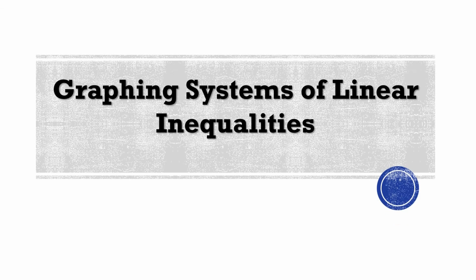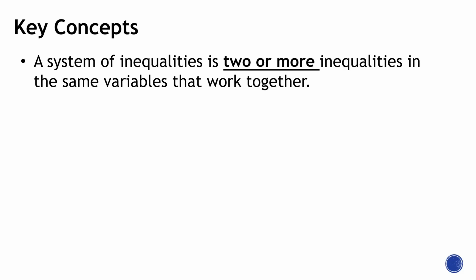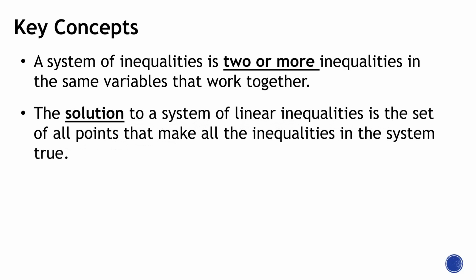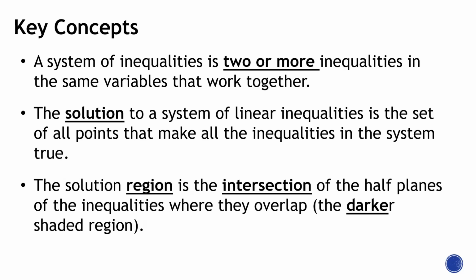Hi everyone, in this video I'm going to teach you how to graph systems of linear inequalities. Let's start with some key concepts. A system of inequalities is two or more inequalities in the same variables that work together. The solution to a system of linear inequalities is the set of all points that make all the inequalities in the system true. The third one that we need to understand is that the solution region is the intersection of the half planes of the inequalities where they overlap. That's the darker shaded region.